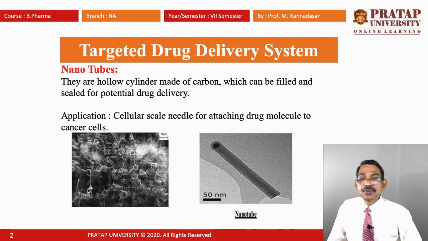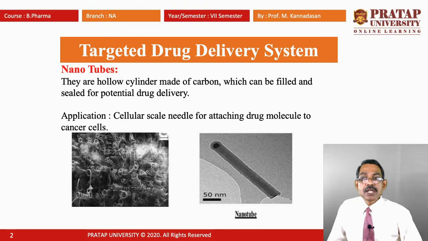First, nanotubes. Nanotubes are hollow cylinders made up of carbon atoms. Carbon atoms are very important for the carbon tubes, the empty space. It is of cylindrical nature. Based on the number of walls, it may be classified as single-walled nanotubes or multi-walled nanotubes. The empty space in the carbon cylinders is filled and sealed for the potential delivery of the targeted drug.